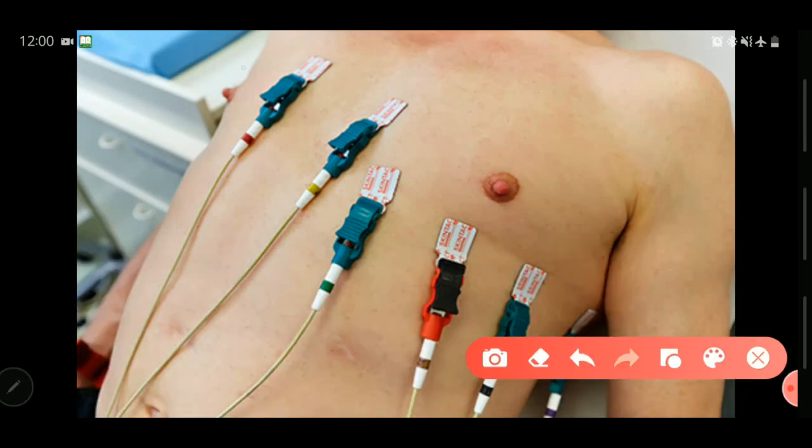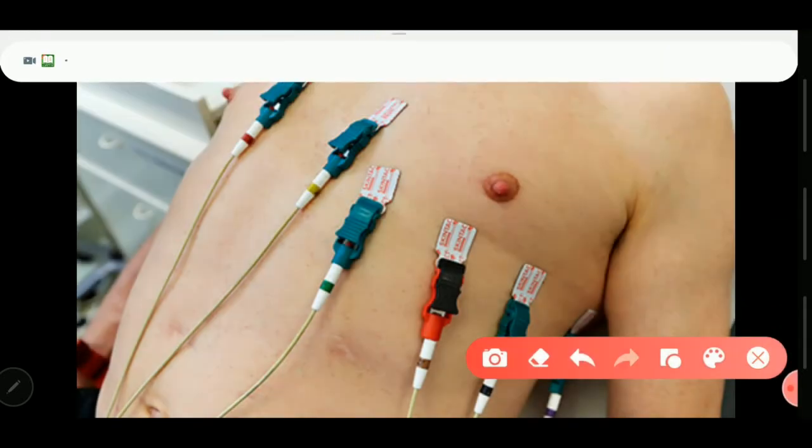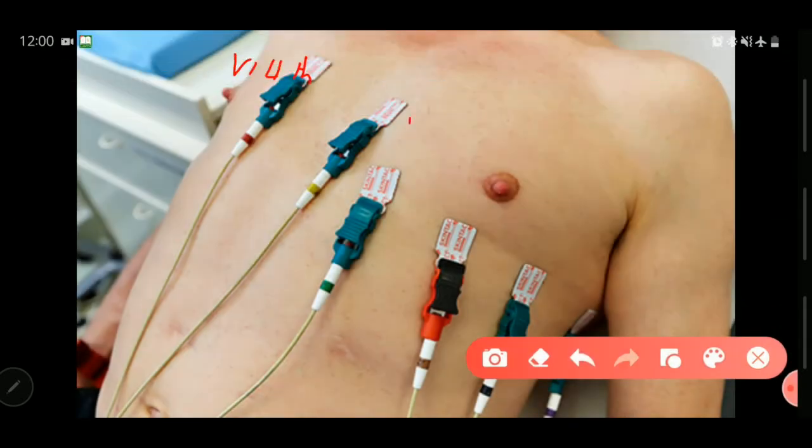This is the lead number 1, which, we said before, is V number 1. You put it at the 4th intercostal space, right? That is the lead V number 1. This is the V number 2, which you put also at the 4th intercostal space at the left side, and that is on the right side.